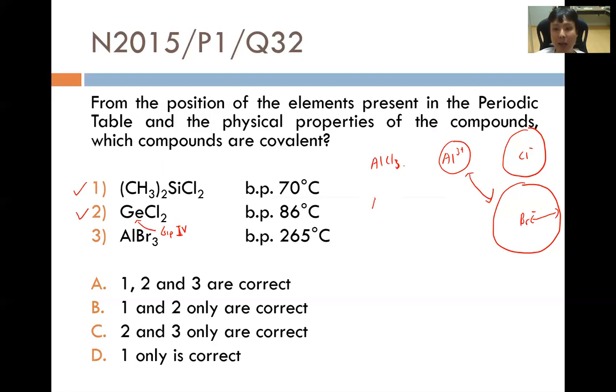And certainly AlBr3 is also a covalent compound. And the boiling point of 265 degrees Celsius is also not very high. And it is also true that AlBr3 is a covalent compound. So the answer to this question is option A, whereby all three selections are true. They are all covalent compounds.